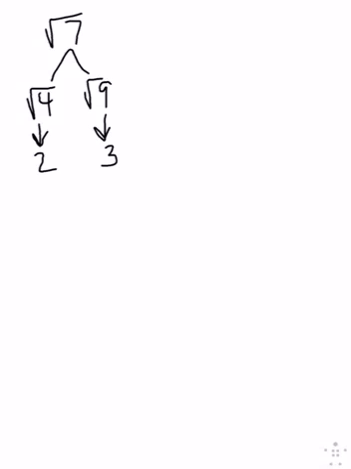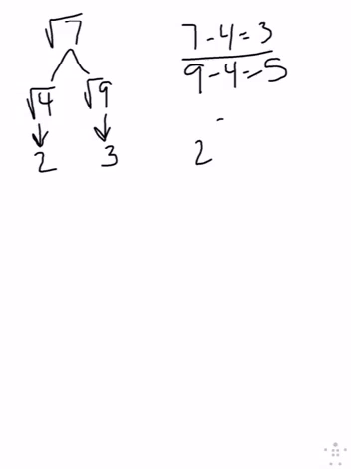Number 21. The square root of 7, I break down into the square root of 4 and the square root of 9, which is 2 and 3. I write my fraction, 7 minus 4, which is 3, 9 minus 4, which is 5. My answer is 2 and 3/5, but I need a decimal.